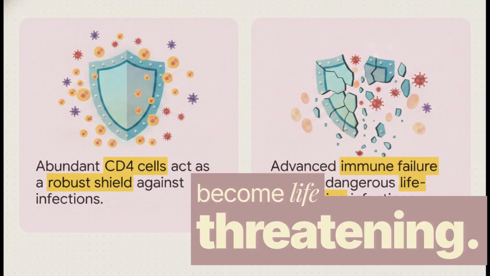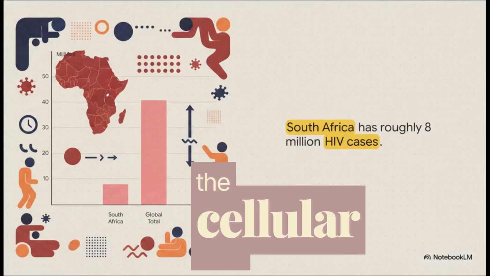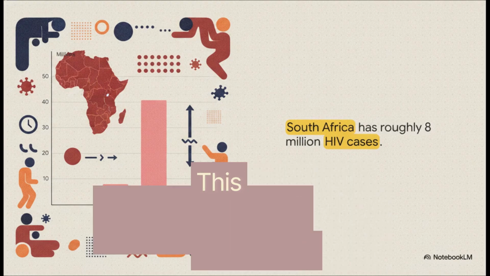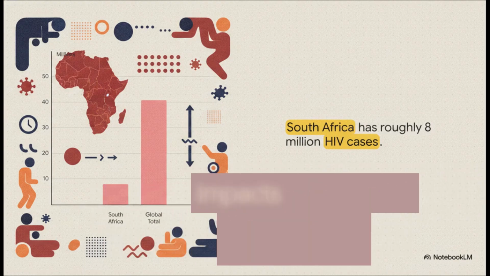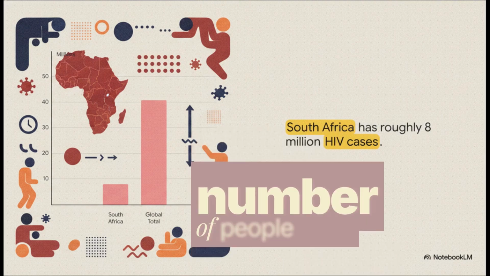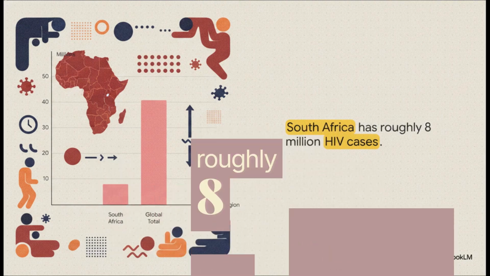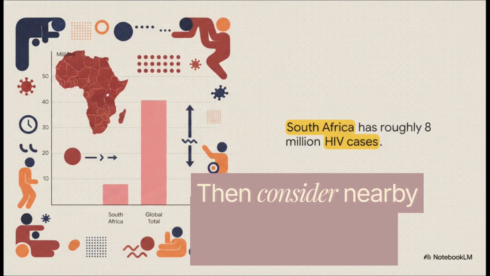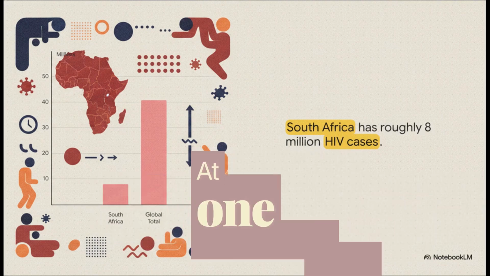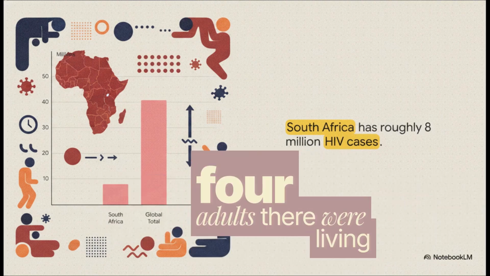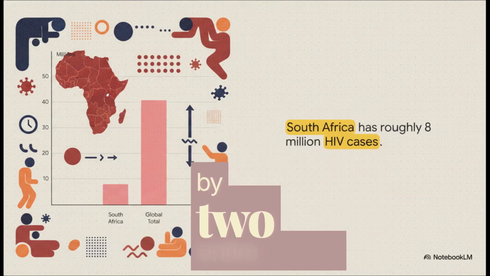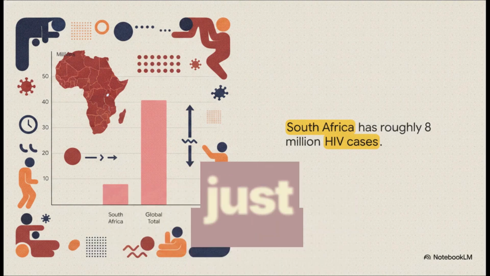suddenly become life-threatening. If we zoom back out from the cellular level to the global macro level, the devastation is just stark. This biological destruction disproportionately impacts sub-Saharan Africa. For instance, South Africa has the largest number of people living with HIV in the world, with roughly 8 million cases. Then consider nearby Eswatini. It has the highest adult HIV prevalence rate globally. At one point, roughly 1 in 4 adults there were living with HIV, and the epidemic actually dropped the country's overall life expectancy by 2 entire decades. The human toll is just staggering.